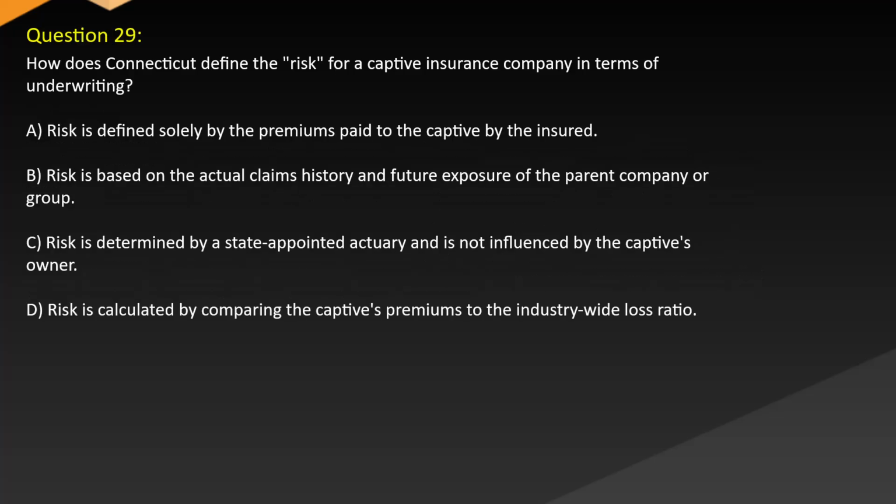Question 29. How does Connecticut define the risk for a captive insurance company in terms of underwriting? A. Risk is defined solely by the premiums paid to the captive by the insured. B. Risk is based on the actual claims history and future exposure of the parent company or group. C. Risk is determined by a state-appointed actuary and is not influenced by the captive's owner. D. Risk is calculated by comparing the captive's premiums to the industry-wide loss ratio.